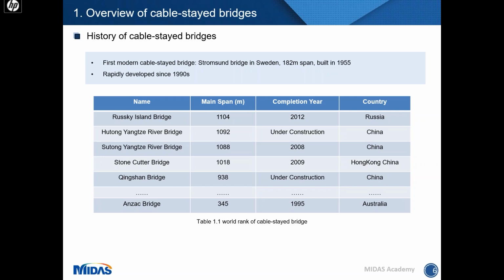Table 1.1 shows the world rank of the largest cable-stayed bridges. And as you can see, the number 1 is Russky Island Bridge. The main span is 1,104 meters. The second, the third, the fourth bridge are all over 1,000 meters. And in Australia, the largest cable-stayed bridge is Anzac Bridge. The main span is 345 meters.